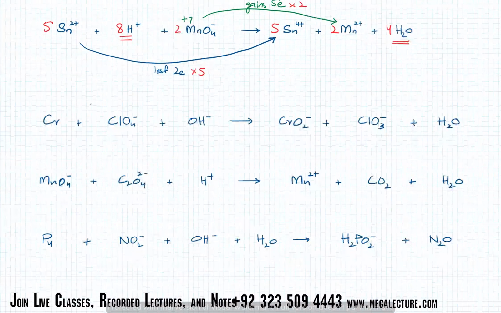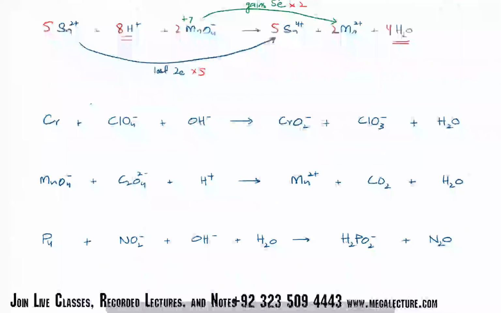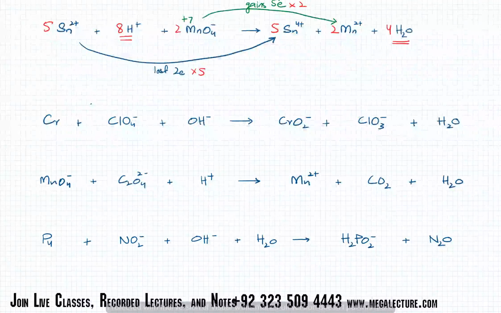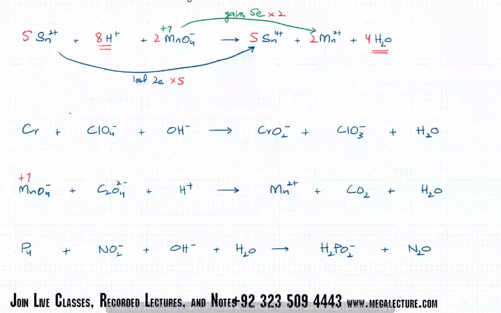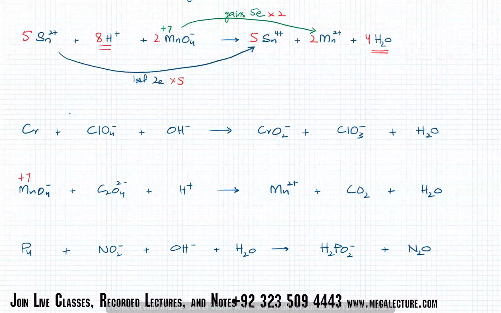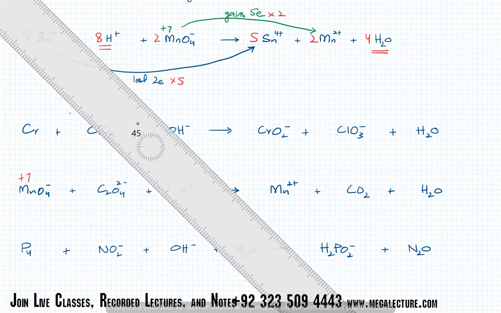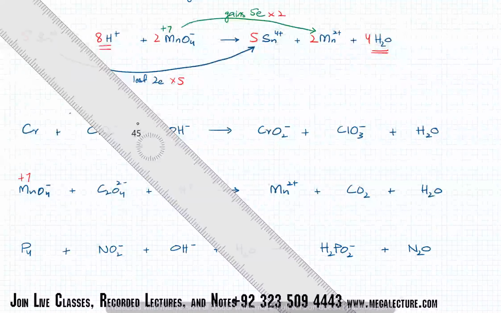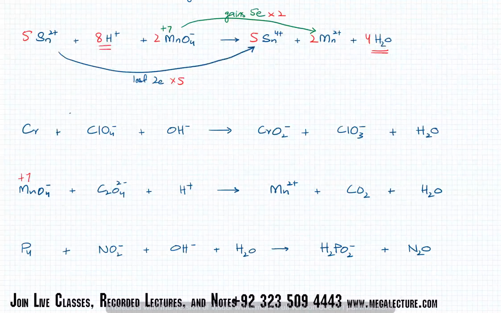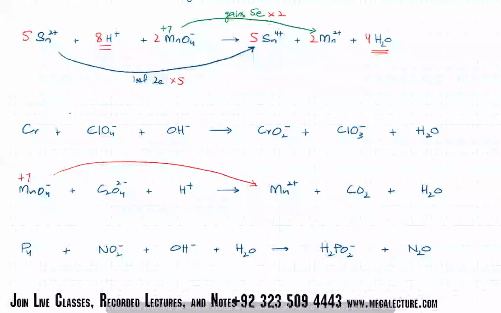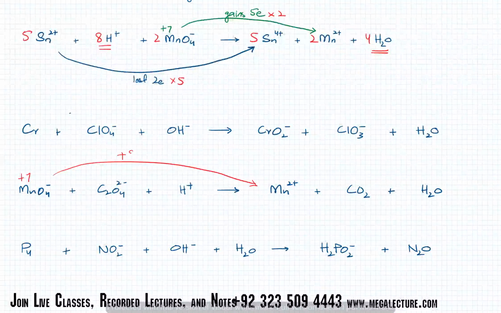That's the equation, okay. 7 is +7 to +2, so that means that's 2 electrons lost. Hold on a second. So 5 electrons gained, right?